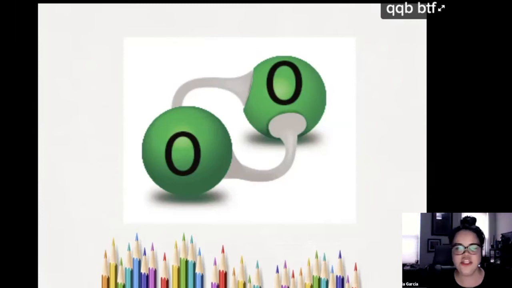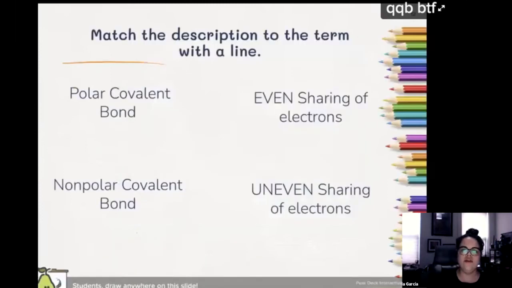Let's do a little check-in question. Using the drawing feature, please match the description to the term with a line. We have polar covalent bonds, non-polar covalent bonds, matched to either even or uneven sharing. Okay, I'll give you guys about 30 seconds.